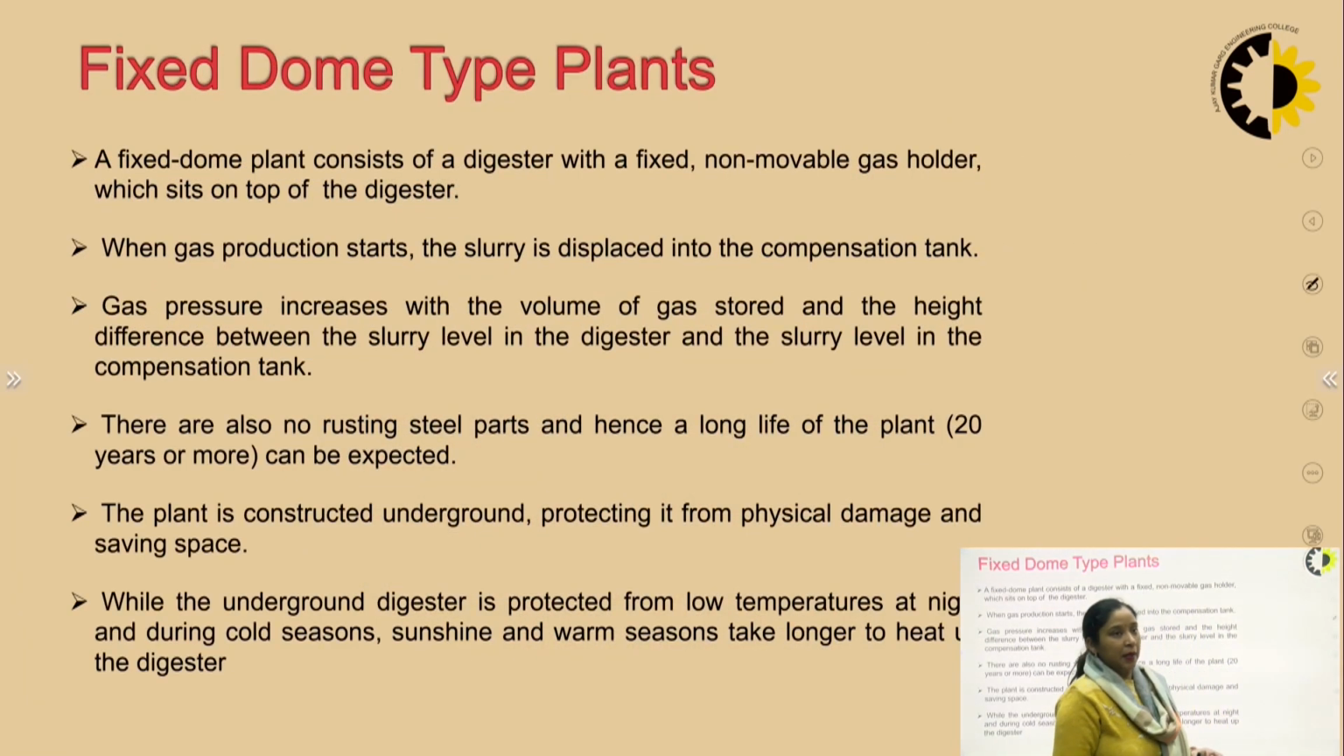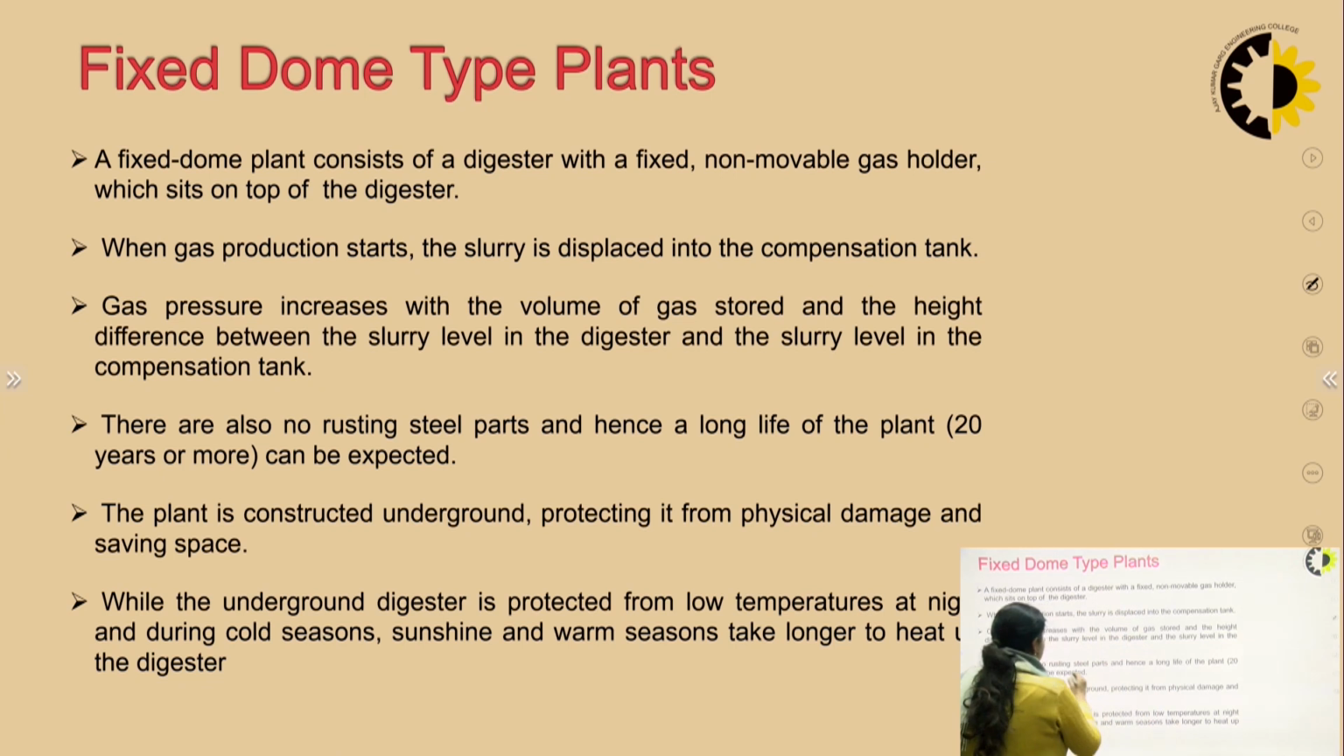Fixed dome type plant. A fixed dome plant consists of a digester with a fixed, non-movable gas holder which sits on the top of the digester. When gas production starts, the slurry is displaced into the compensation tank. Gas pressure increases with the volume of gas stored, and the height difference between the slurry level in the digester and the slurry level in the compensation tank.